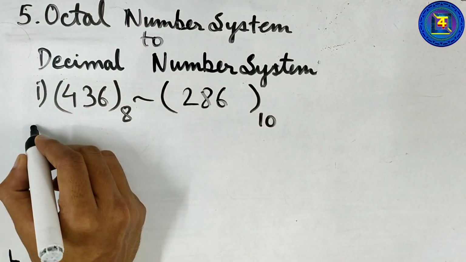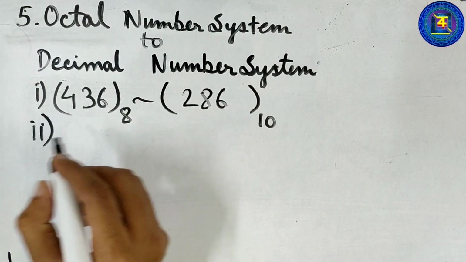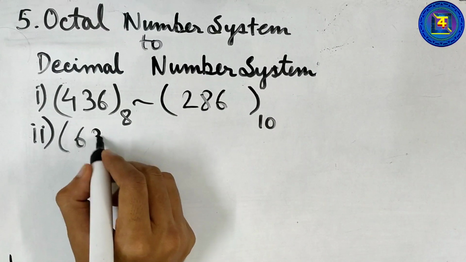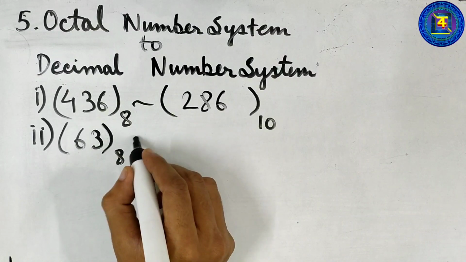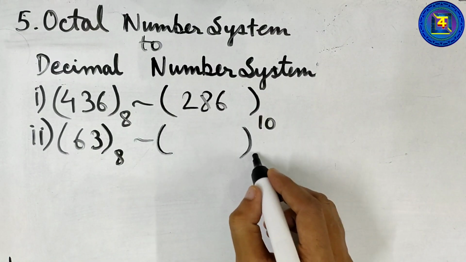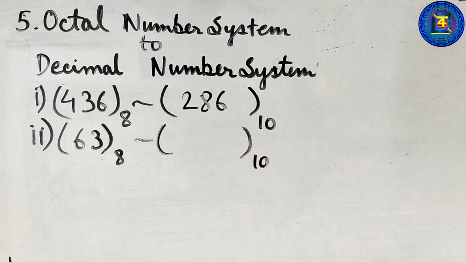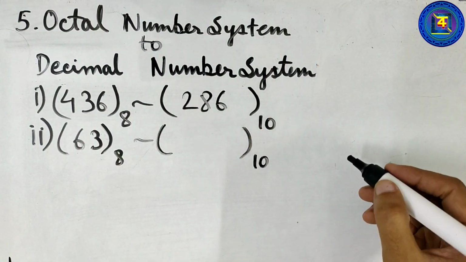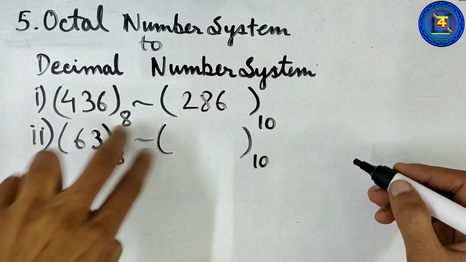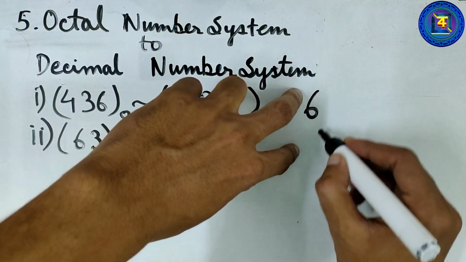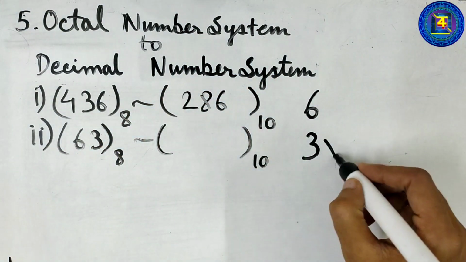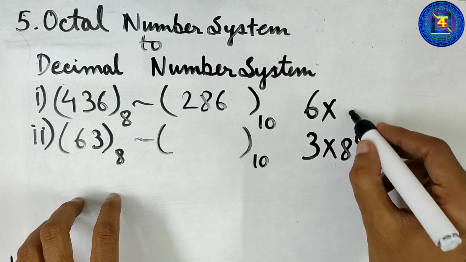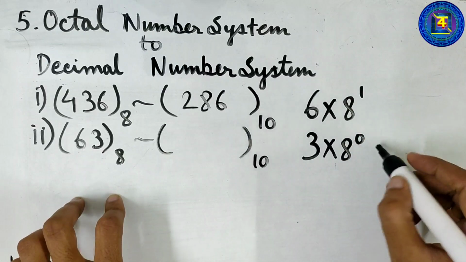Similarly, we are going to do a second question over here. So let's take a smaller number, let's say 63 in octal number system, and then we are going to convert this into decimal number system. Okay, so let us begin with 63. So obviously the first step would be horizontal to vertical, that is 63 multiplied by, since we are coming from octal, 8 to the power 0 and 8 to the power 1.